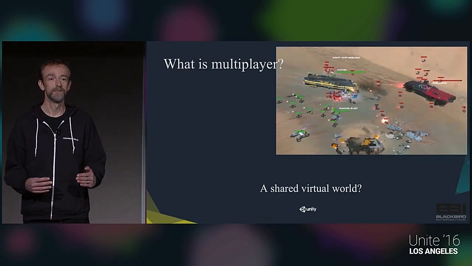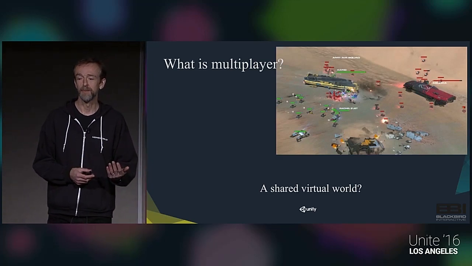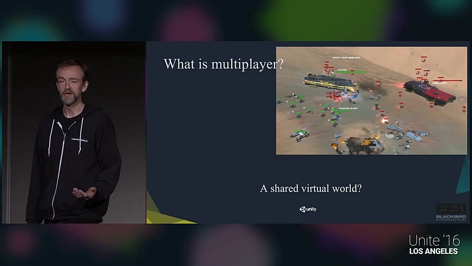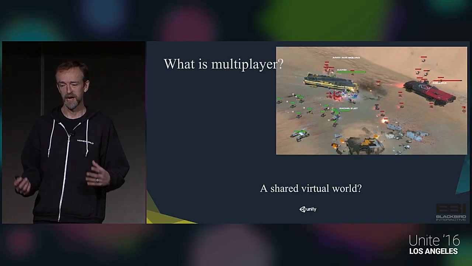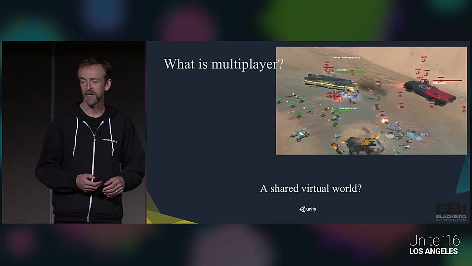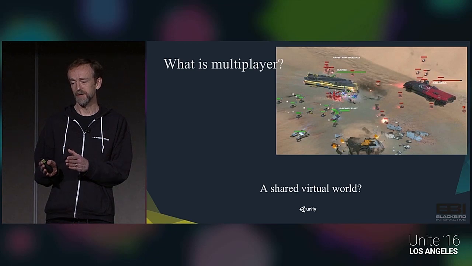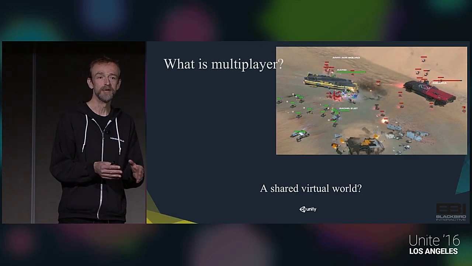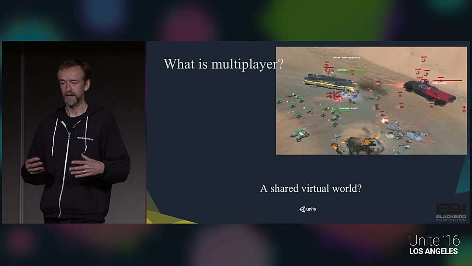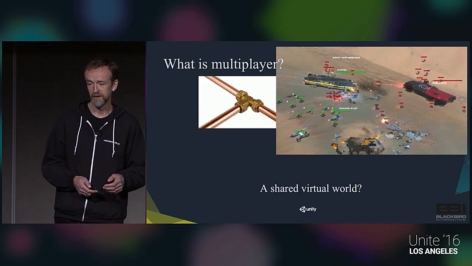So first of all, kind of taking a step back, what is a multiplayer game? You can sort of think of it as a shared virtual world. That's kind of how we internalize it and imagine it. We imagine that if I'm the red guy, then my opponent is directly controlling the yellow guy, and we're duking it out and having a good time.